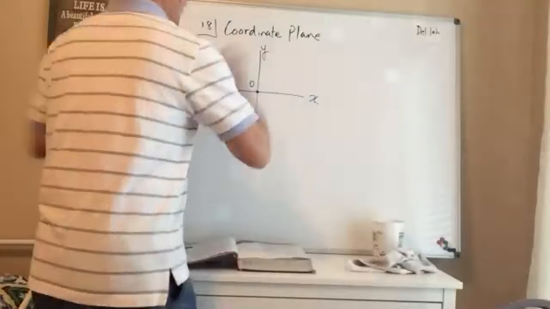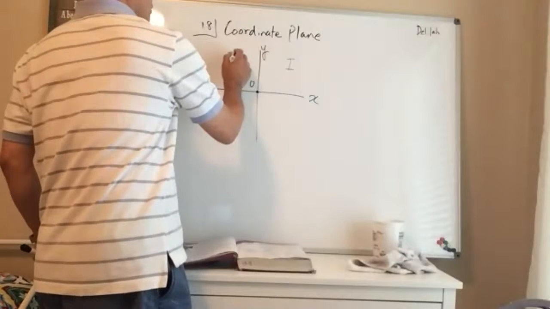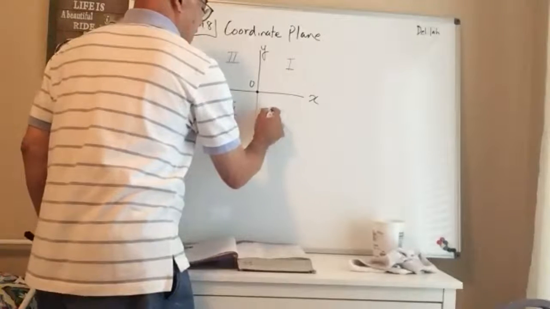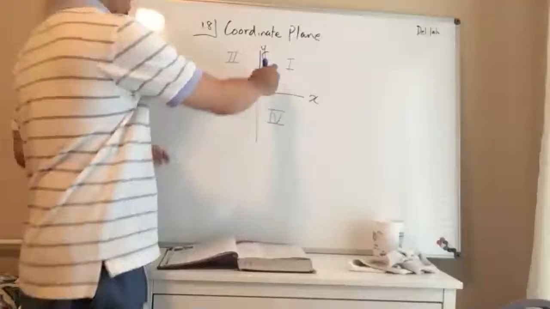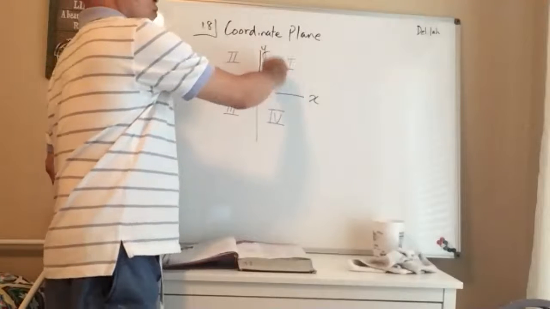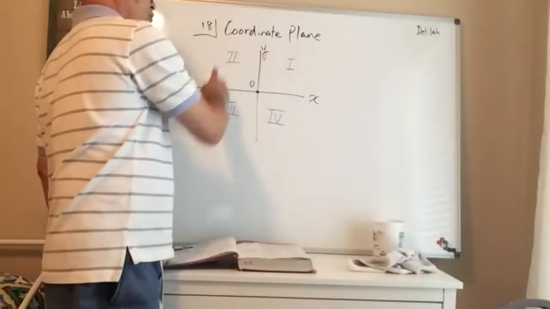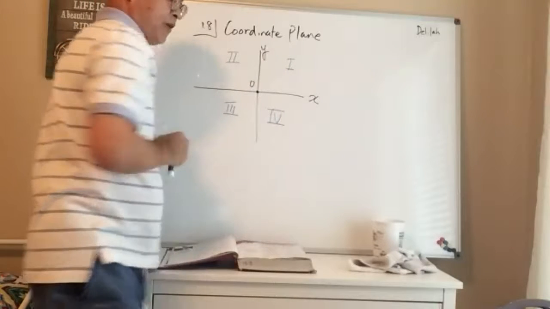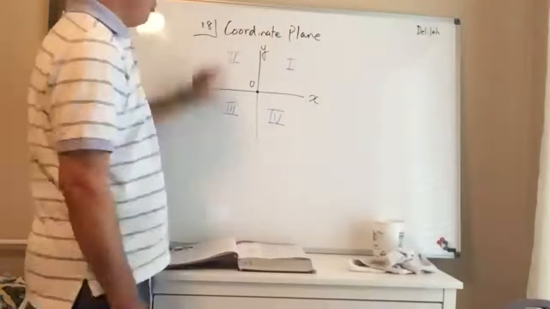So we have 4 quadrants, right? This is quadrant number 1, quadrant number 2, number 3, and number 4. Okay, so we start from this quadrant right here. This is quadrant number 1, and we go counterclockwise. 1, 2, 3, and 4. Right?